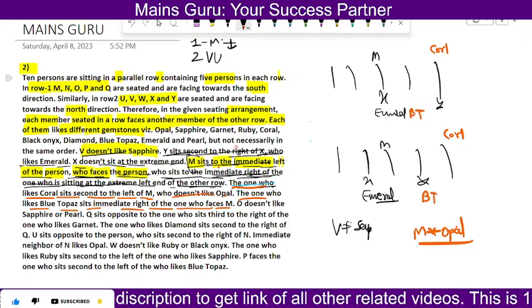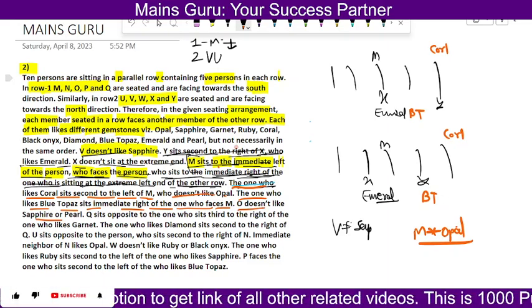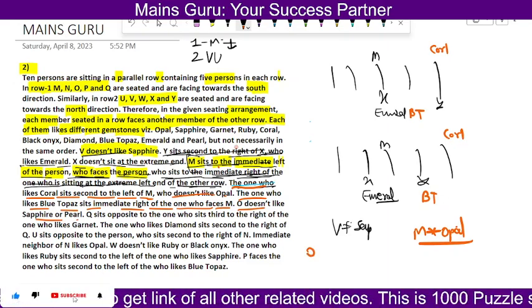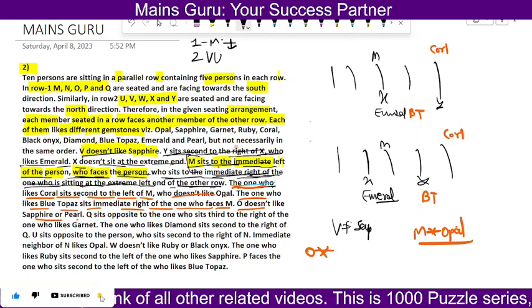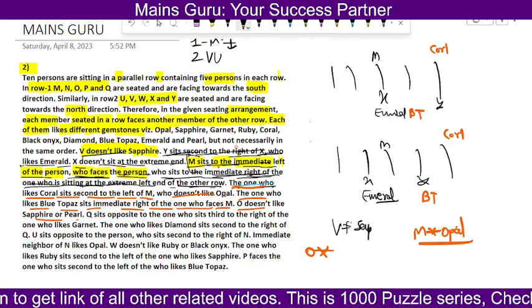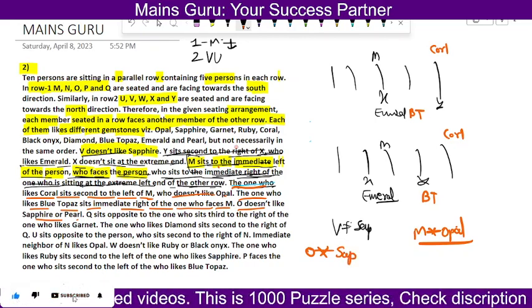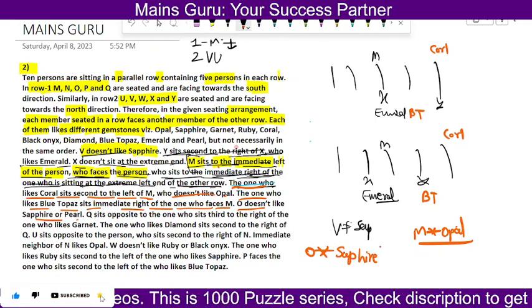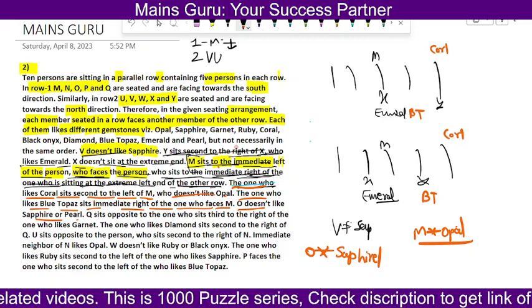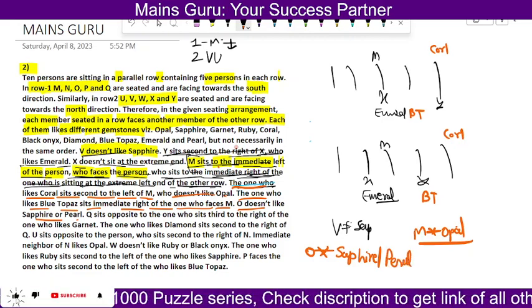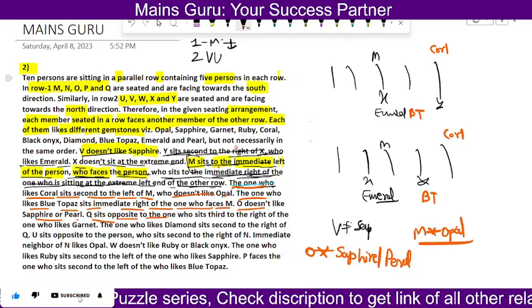Okay, after this, O does not like Sapphire or Pearl. We can write this because we don't have any place where we can arrange it. So O does not like Sapphire, okay, and Sapphire and Pearl, Pearl.